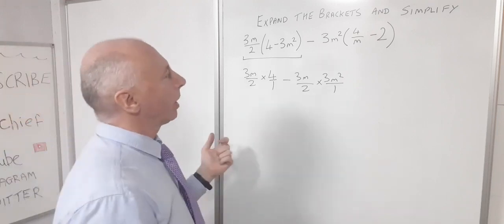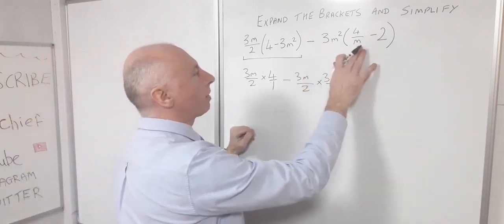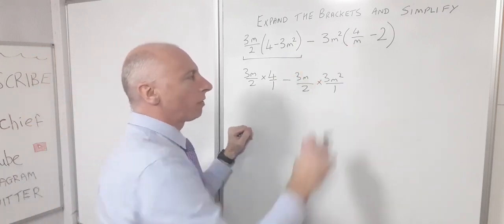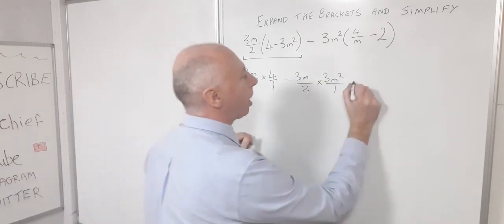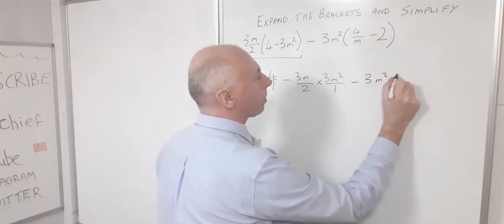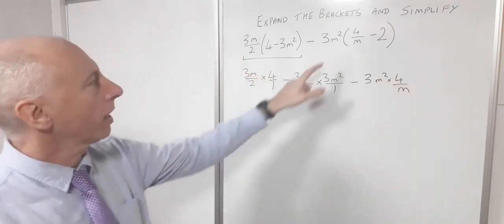Now here we've got to be a little bit careful. We've got a minus sign here. Now we've got a 3m squared and a 4 over m. Those two terms without the minus are both positive. So I can just continue writing this as minus 3m squared times 4 over m. That's fine. So that's taking care of that.